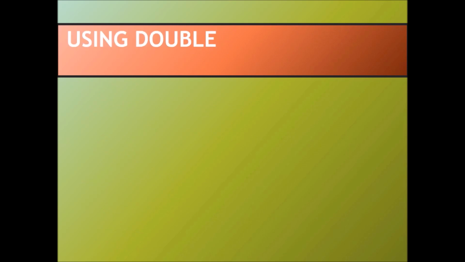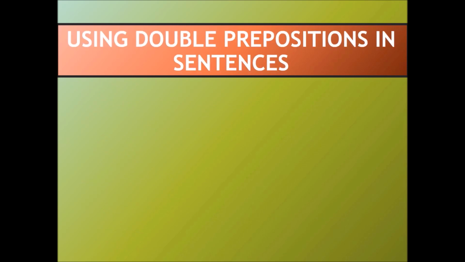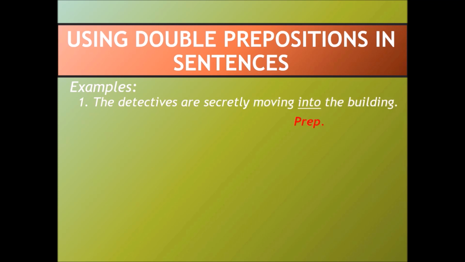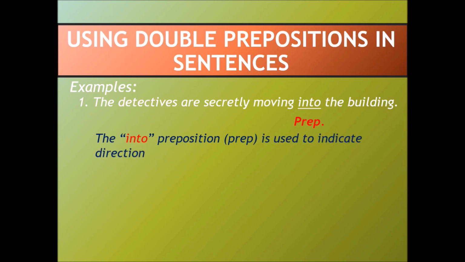Using double prepositions in sentences. Examples. The first one, the detectives are secretly moving into the building. The preposition there is into. The into preposition, or prep, is used to indicate direction leading inside to an enclosed structure.